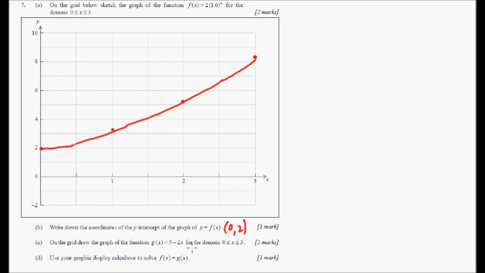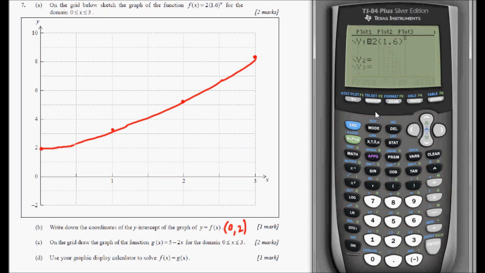Now, on the grid, draw the graph of g of x equals 5 minus 2x. Okay, well, 5 minus 2x, it's going to be a line, okay? So 5 minus 2x in the same domain, obviously. So let's go back up here, go to y equals. We can put it in here as well, and it's going to help us in a second, you'll see. 5 minus 2x, and then let's graph it. Oh, okay, so it's a line right there.